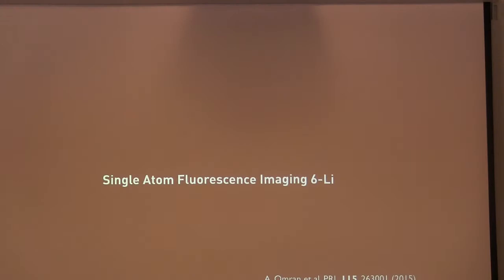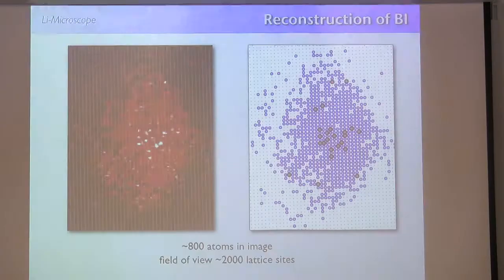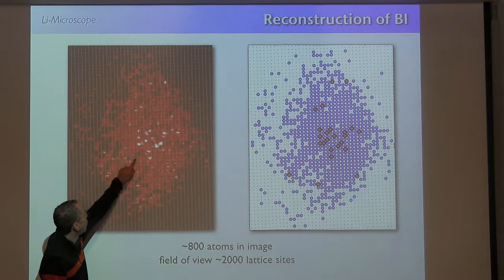So we can do that for fermions now, a dilute gas, a medium dense gas, or a much denser gas, where we end up close to a band insulator with unit occupation of one fermion. You can actually see here we don't have the parallel projection, so we can really tell the difference between 0, 1, and 2 atoms. So here you can see there is a hole, there's one atom, and there's two atoms.